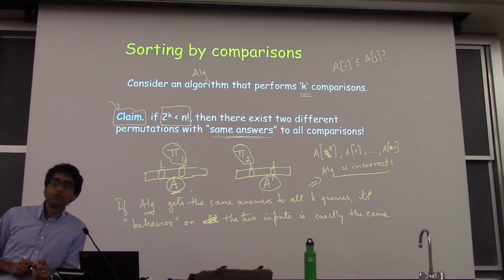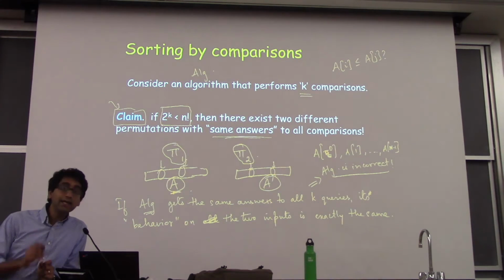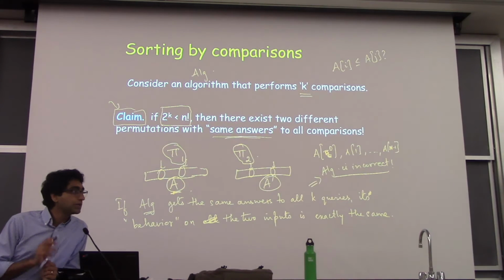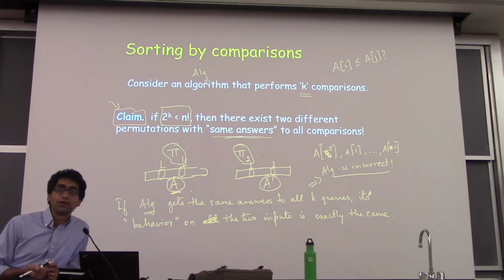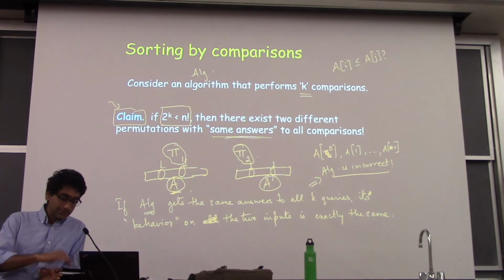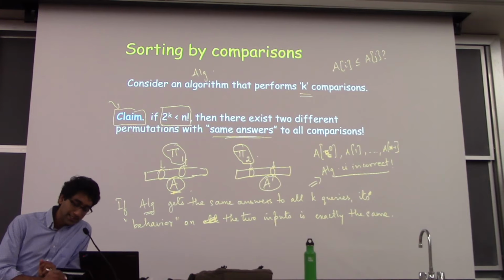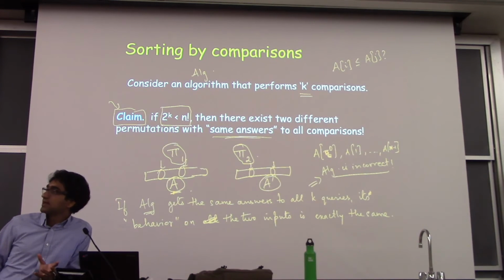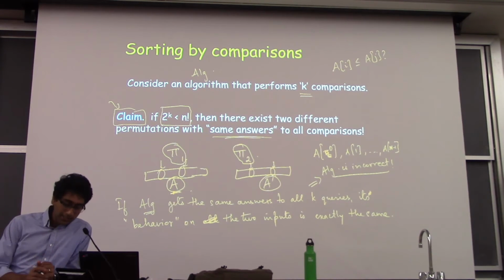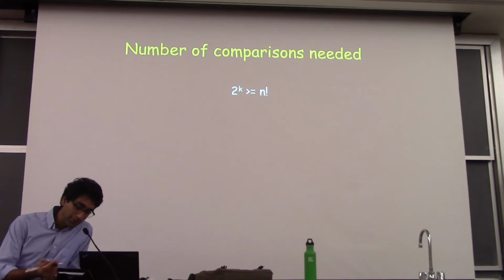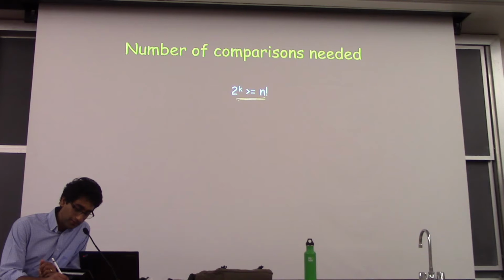Okay. So what we've proved is that for any correct algorithm, you must have 2 to the k bigger than or equal to n factorial. Right? So this is just the converse of this. Here we showed that if 2 to the k is less than n factorial, then the algorithm is necessarily incorrect. So for any correct algorithm, you must have 2 to the k bigger than or equal to n factorial. Okay.